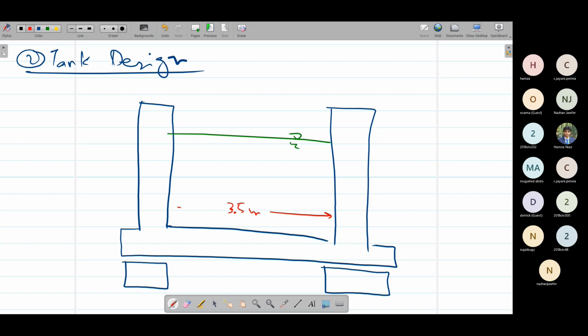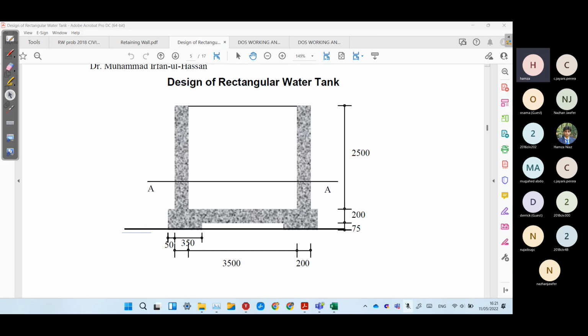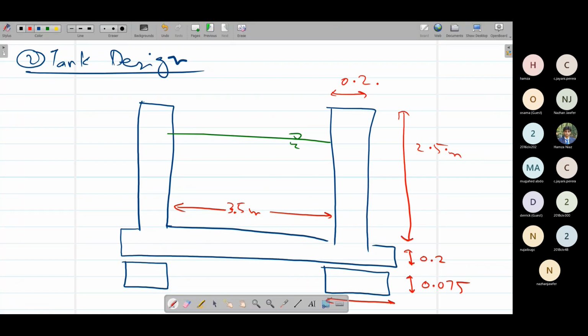So it is given that the length between inside faces of the short walls is 3.5 meters. The height of the walls is 2.5 meters, and the thickness of the base slab is 0.2 meters, 200 millimeters. The thickness of the walls is also 0.2 meters, and the height of the support is 75 millimeters, and the width of the support is, I think, 400 millimeters. Yes, 400 millimeters. So this is 0.4 meters.